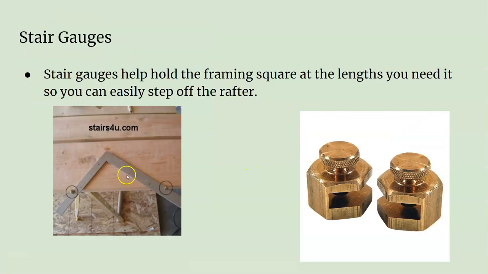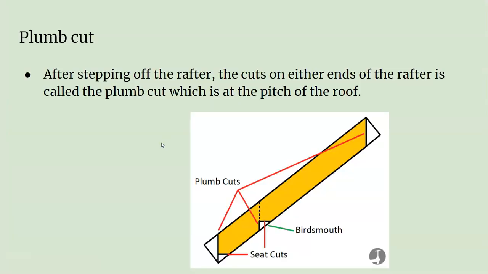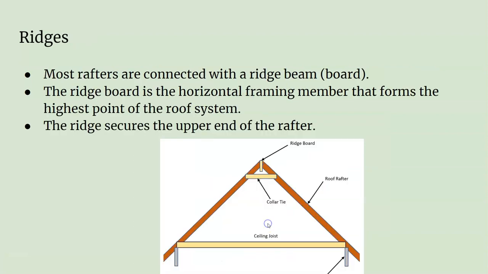These stair gauges here hold your place on the framing square, so you can step off a lot faster. So it will hold your place at 6, hold your place at 12, and you can just step off. All right, cutting your bird's mouth and attaching it, you need to shoot a couple nails right above it, and that goes into the plate. After you step off the rafters, then you can lay out your bird's mouth here, and then you'll be good to cut it out. That's more in the video there.